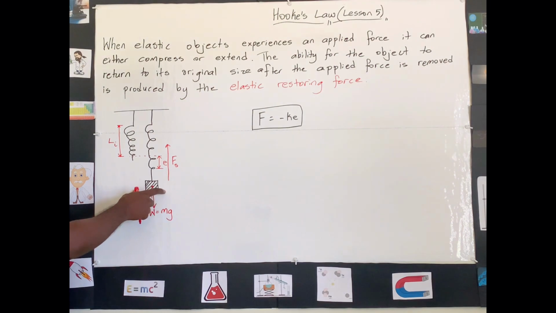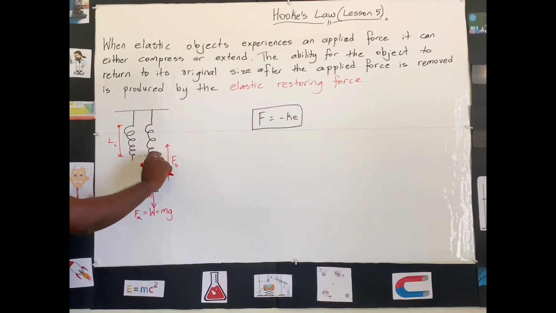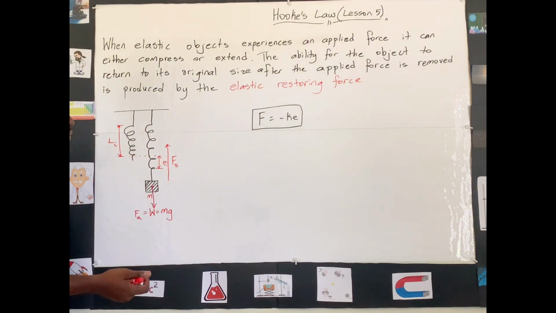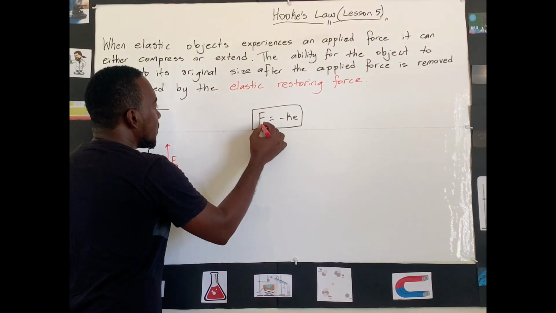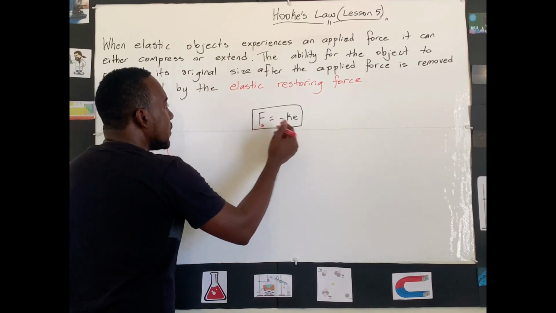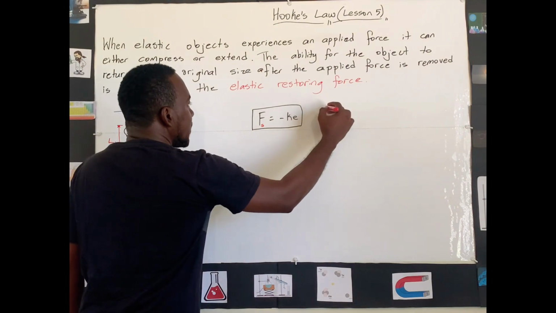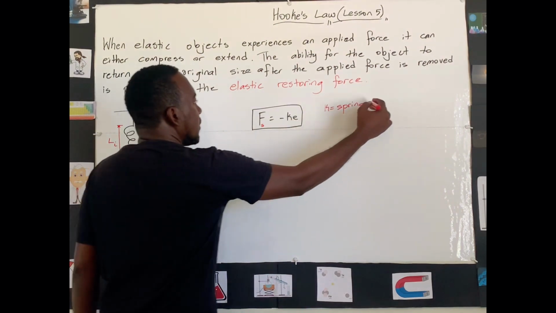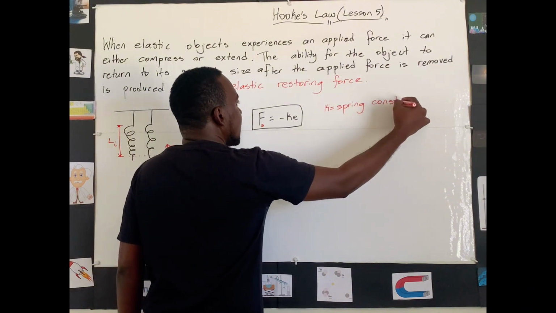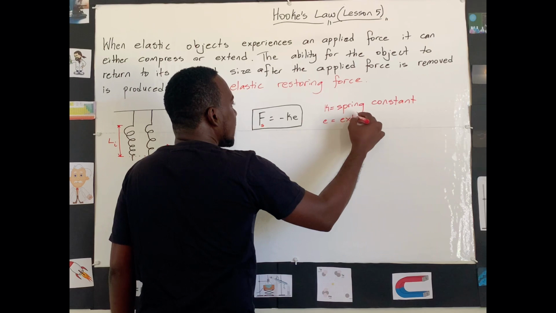So, in this formula here, based on Hooke's law, the amount of force added to an elastic object is proportional to the extension it produces. And therefore, from that we get that your restoring force will be equal to negative k, which is called your spring constant, times your extension. So e here is your extension.